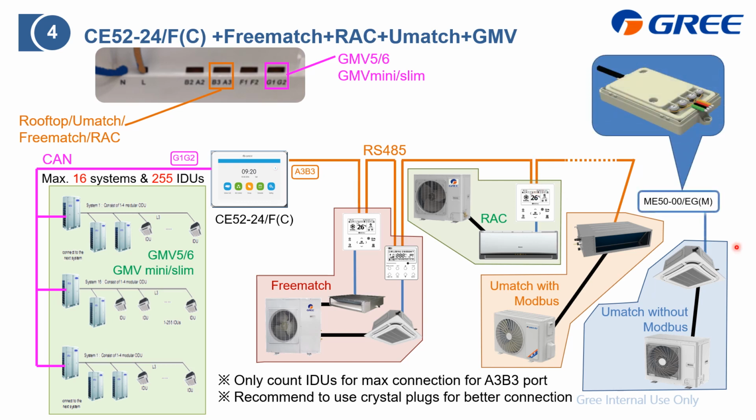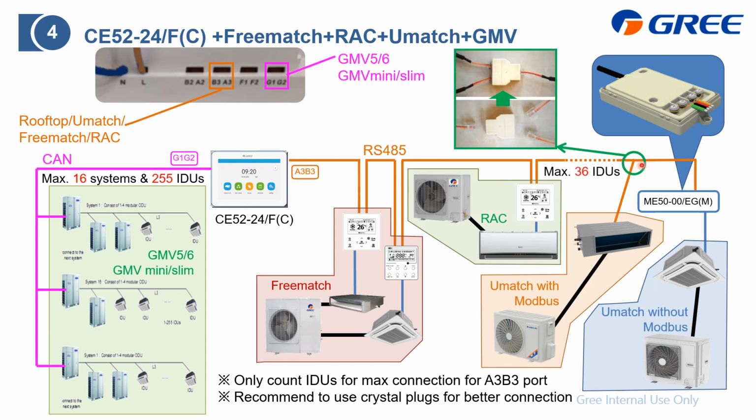If without the Modbus output, you need to apply this ME50. It can change the signal from the indoor unit to the Modbus with RS485 connection. Also, you need to join this bus. Next, for the GNV system, we support 16 systems and 255 indoor units. As for the A3B3 part, max 36.